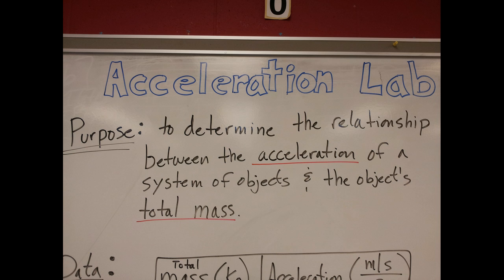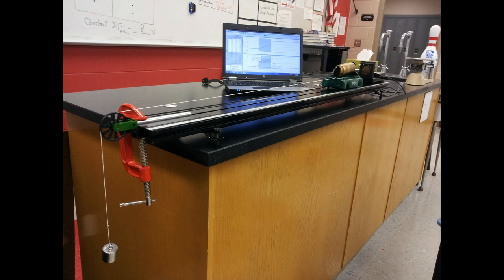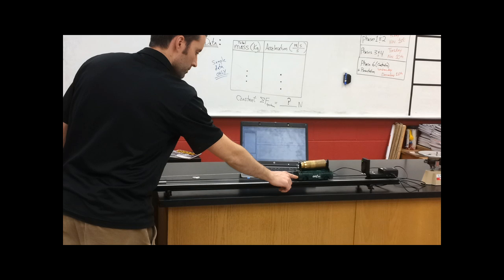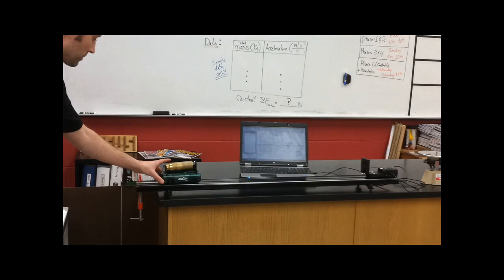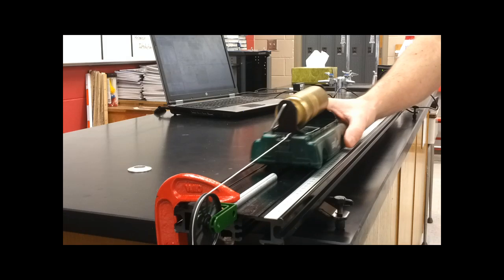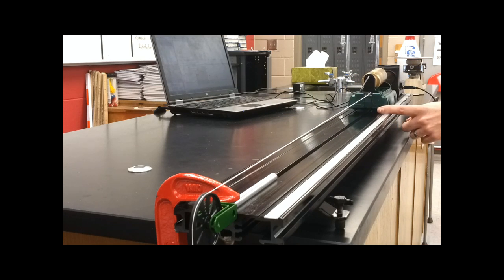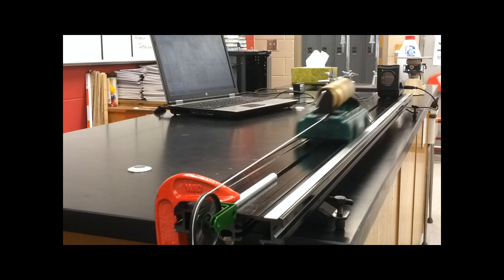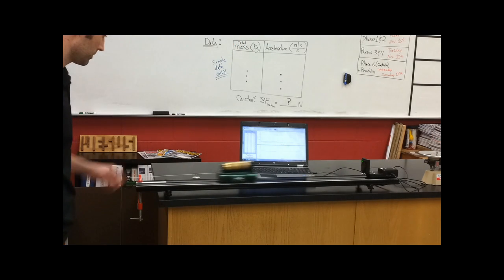For a lab, we're just going to focus on how changing the mass affects the acceleration of a system of objects. To study the effect of changing an object's mass on its acceleration, you're going to use a low-friction cart on a level track connected to a hanging weight, which is over a pulley, and the force of gravity on that hanging weight is going to cause the car to accelerate. Because the force of gravity on that hanging mass is constant, the car and the mass have a constant acceleration.